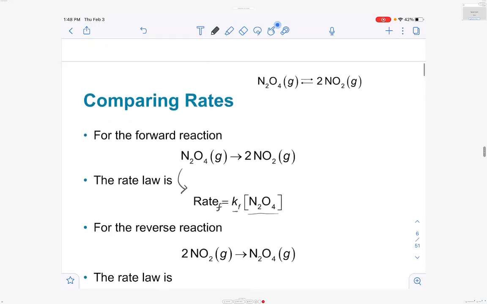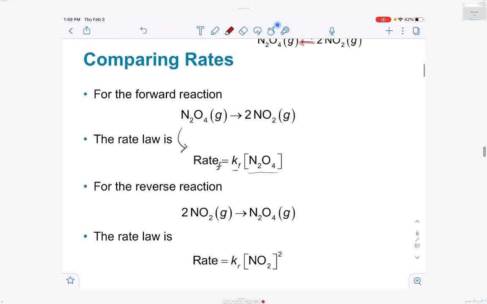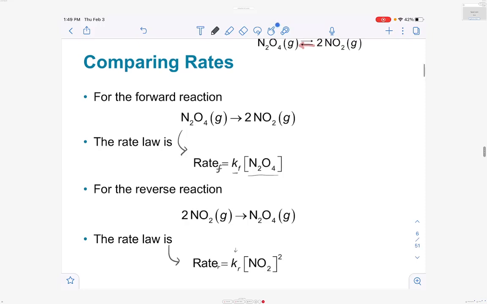For the reverse reaction, we have NO2 producing N2O4. So the rate law for the reverse reaction is going to be the rate constant of the reverse reaction multiplied by the NO2 concentration to the power of 2, because you have 2 moles of NO2.